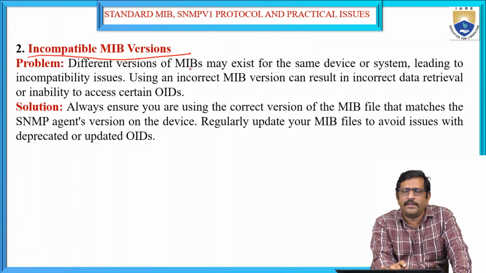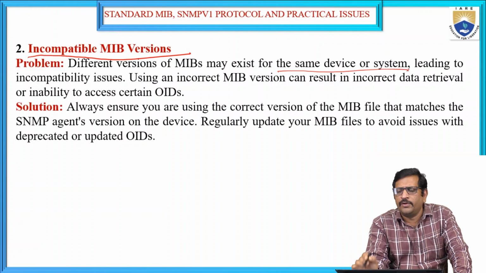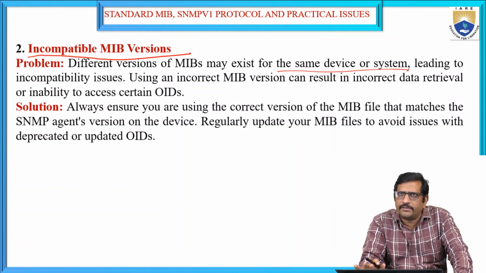Different versions of the MIB, management information base, may exist for the same device or the same system. Take the same communicating device or networking device: different versions exist for it, version 1, version 2, version 3. For example, the Windows operating system has a number of versions: Windows version 7, version 10, version 13. Like this, a number of versions are proposed for the same device or system. Different versions of the MIB may exist.